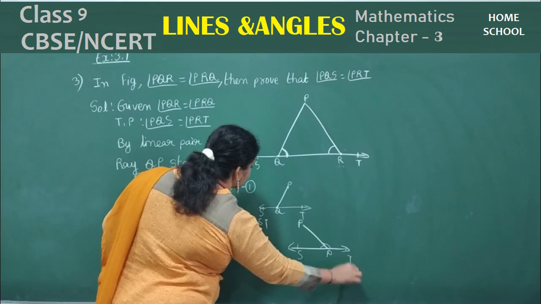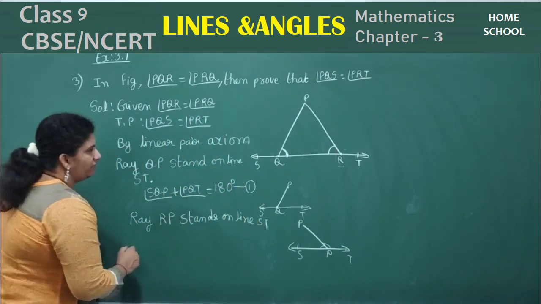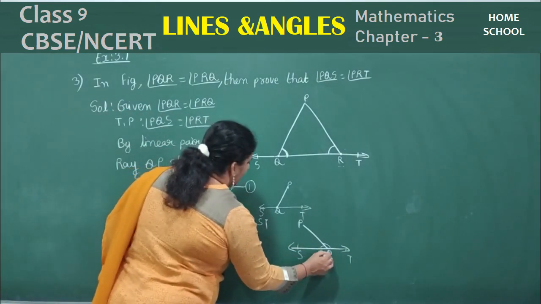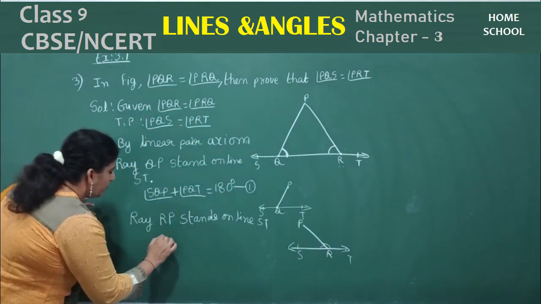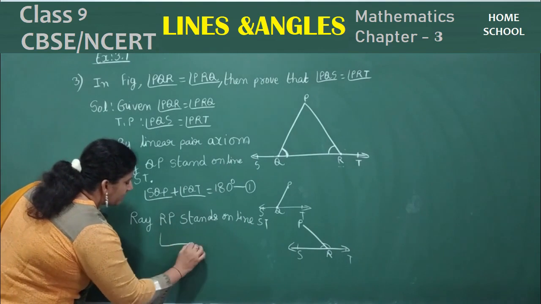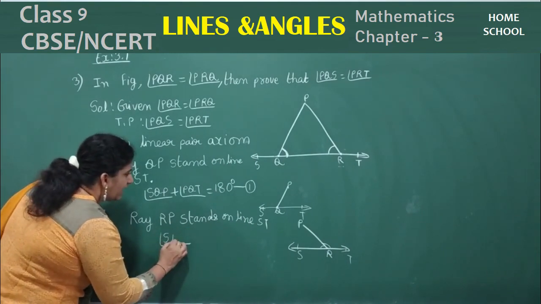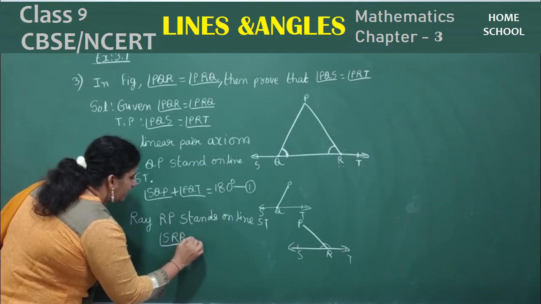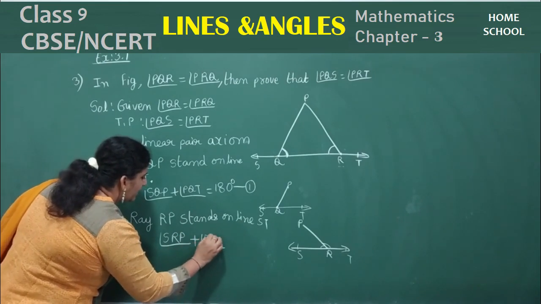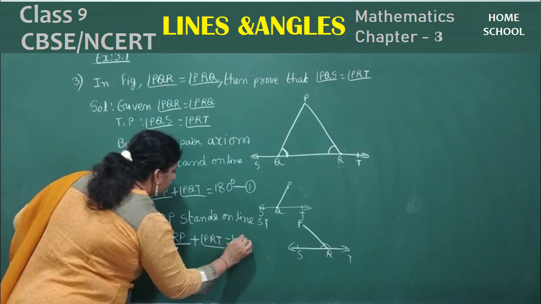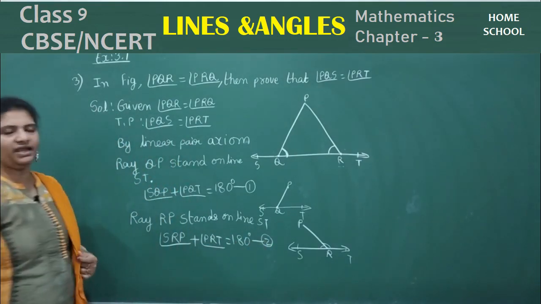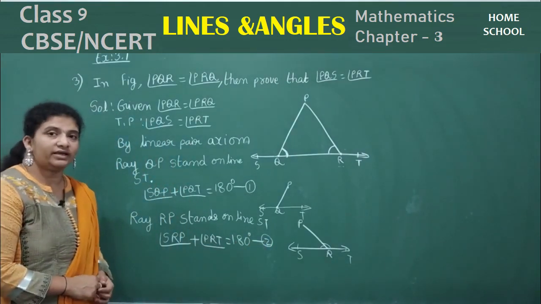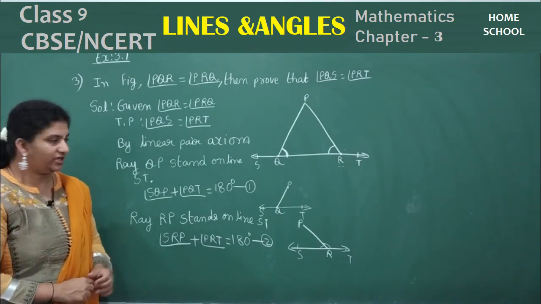SRT, and this is P. Right? So now by linear pair axiom, I can say that angle SRP plus angle PRT is equal to 180 degrees. Mark it second equation.